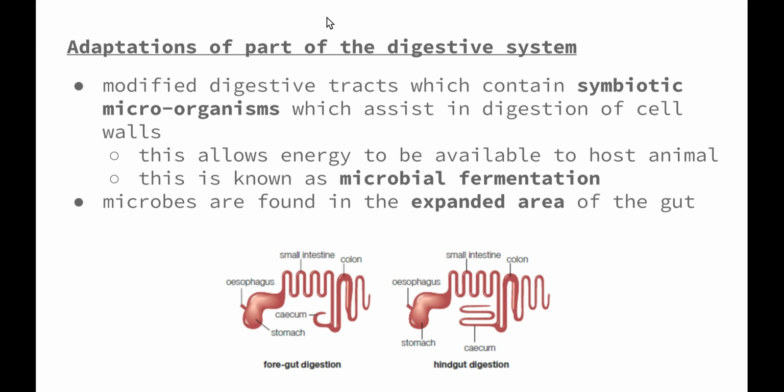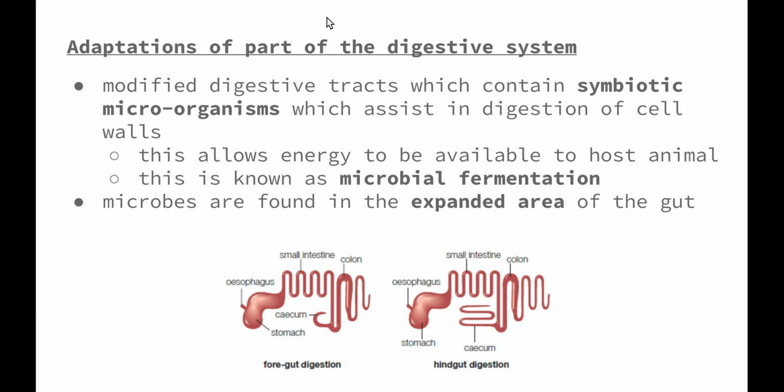So some adaptations of part of the digestive system allow the herbivores to deal with the type of chemicals in the food that they consume. So they have modified digestive tracts which contain symbiotic microorganisms which assist in the digestion of the cell walls of the plant material.